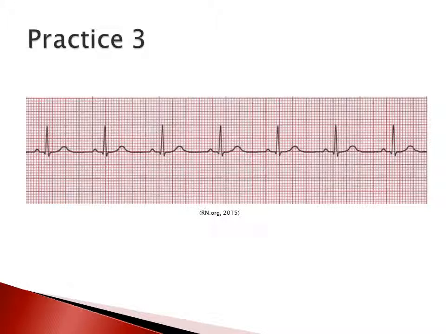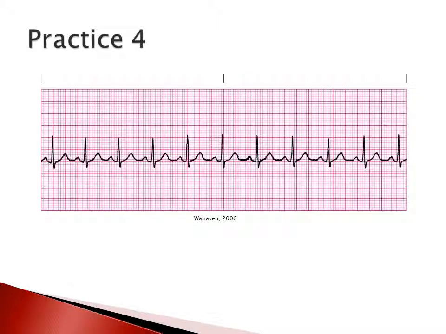So when we put that all together, we have a regular rate at 70, a regular rhythm, normal P waves, a normal PR interval, normal QRS complexes, normal T waves, and a normal QT interval, which means that everything is normal on this strip, so it's from a patient who is in normal sinus rhythm.